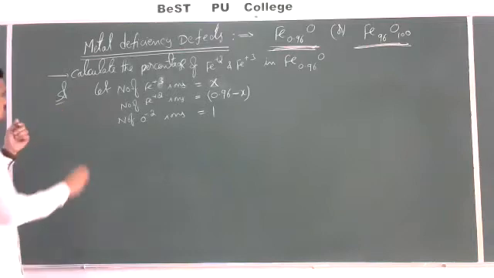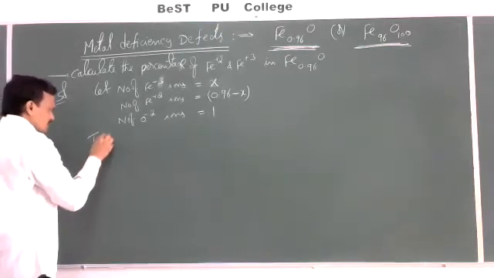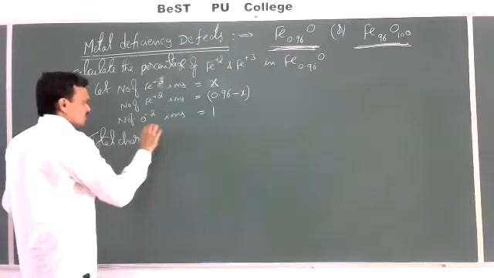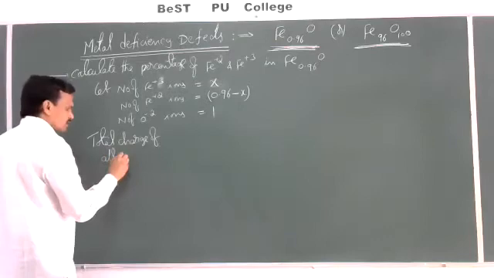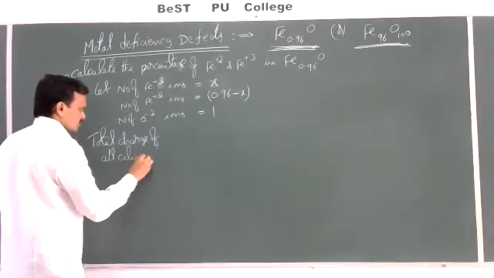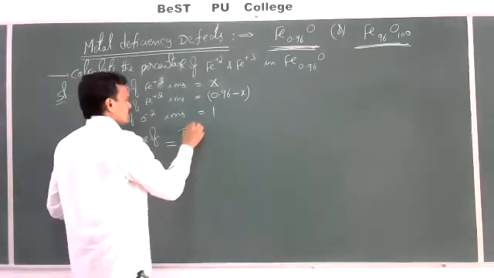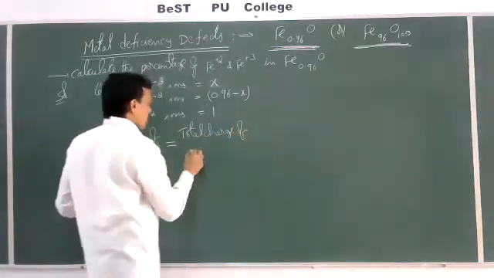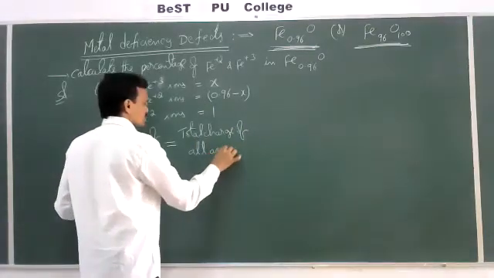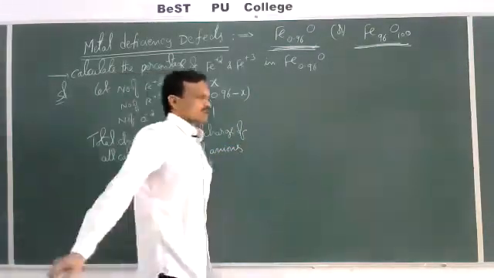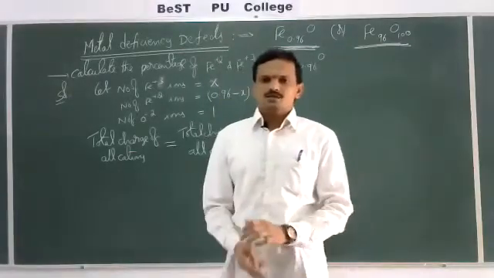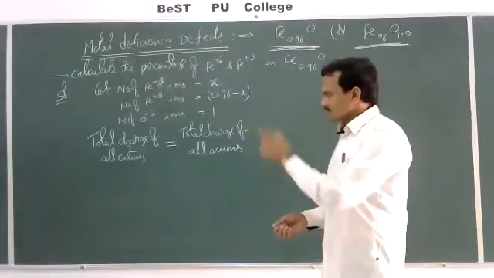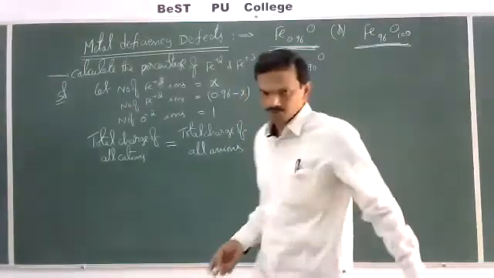Now the condition is that in any lattice the total charge of all cations is equal to the total charge of all anions. The total charge of all cations is always equal to the total charge of all anions in any lattice. Based on this condition, we will solve this problem.